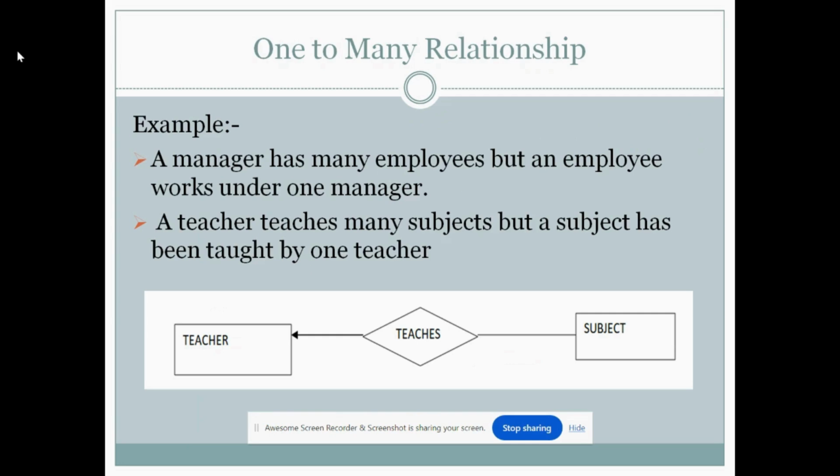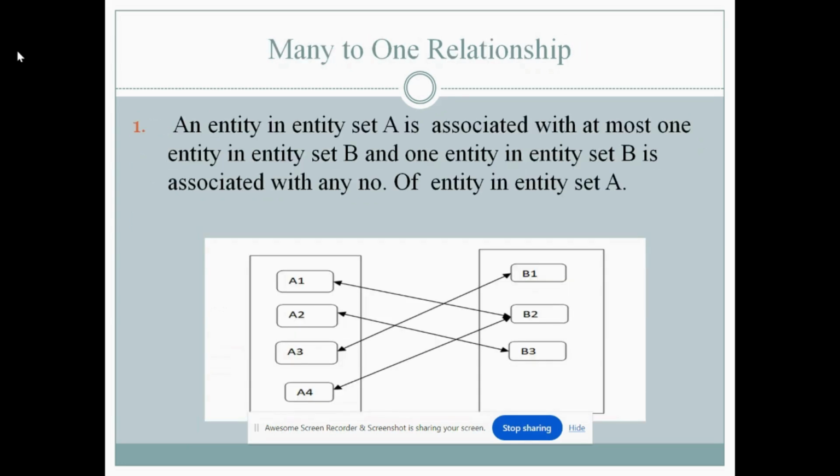So in the diagram, you can see that the teacher is represented by an arrow and the subject is represented by a line. Now coming to the many-to-one relationship. An entity in entity set A is associated with at most one entity in entity set B, and an entity in entity set B is associated with any number of entities in entity set A. It is just the reverse of one-to-many relationship.